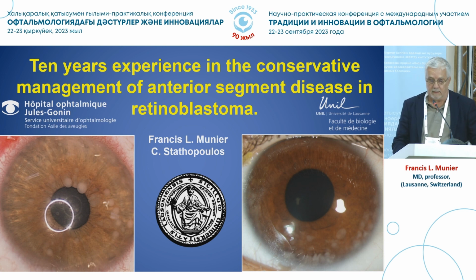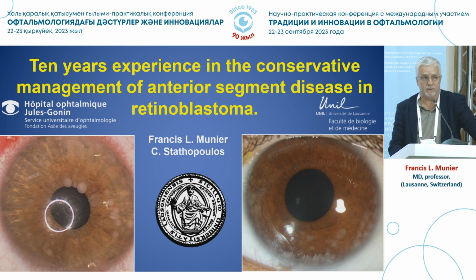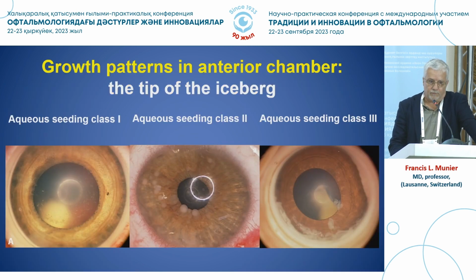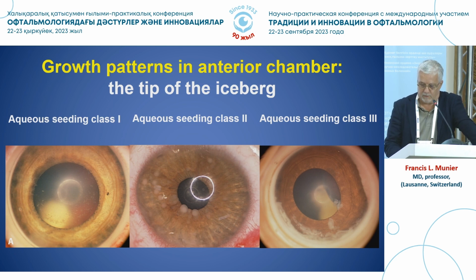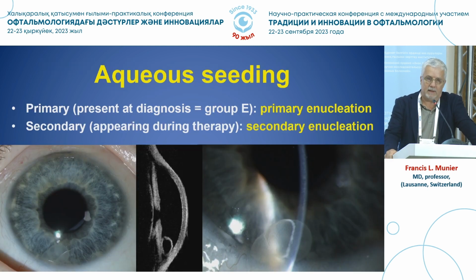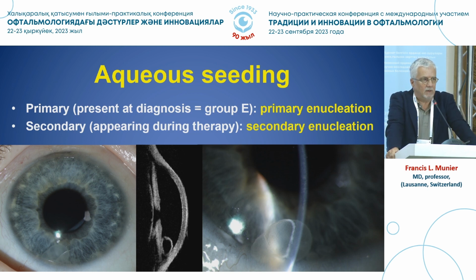So I will talk about our experience about anterior segment disease in retinoblastoma. So first, as you know, there are different types of seeding in the anterior chamber. You can have class 1, 2, and 3 seeding. Actually, the seeding can be primary, so present at diagnosis of the retinoblastoma, or can appear during the course of the conservative treatment. So it's a secondary seeding.